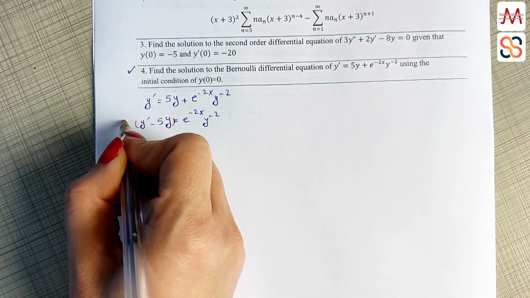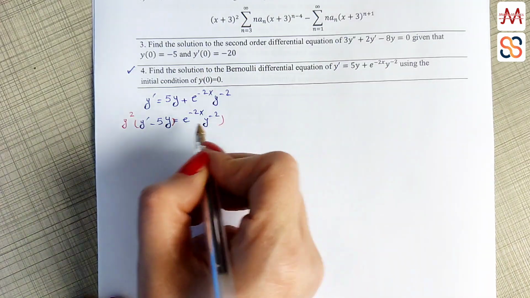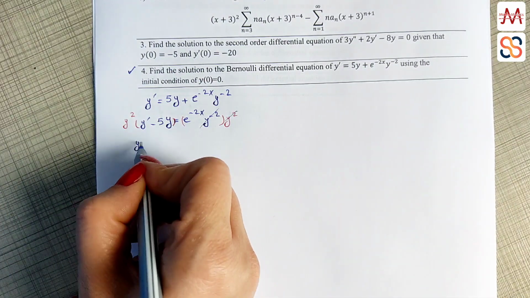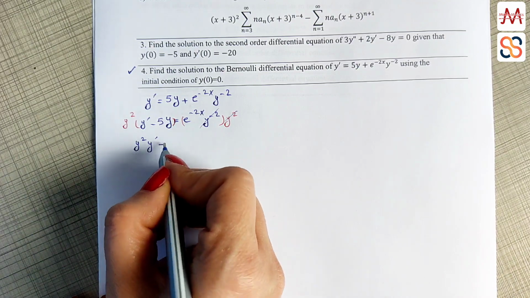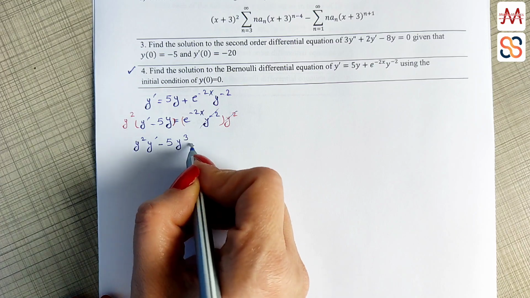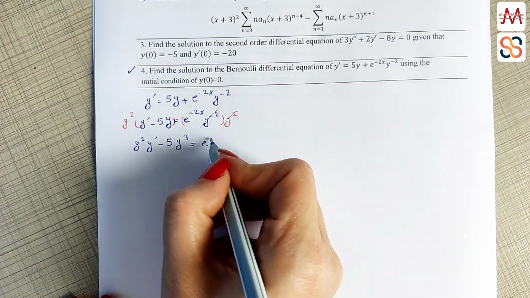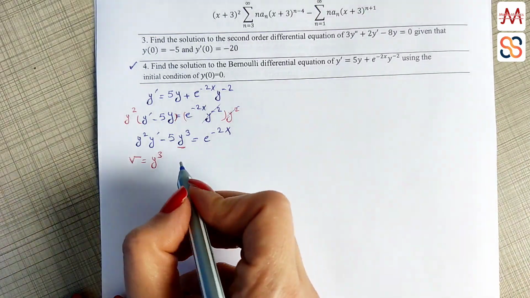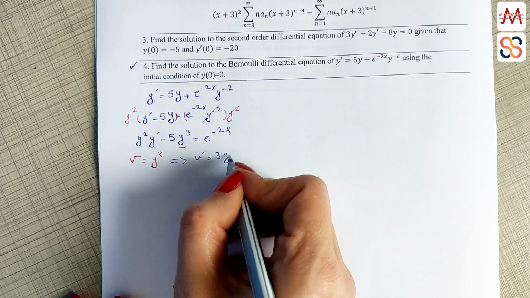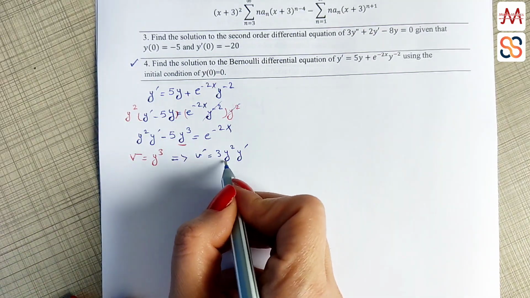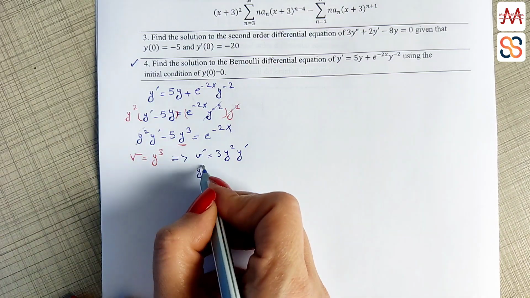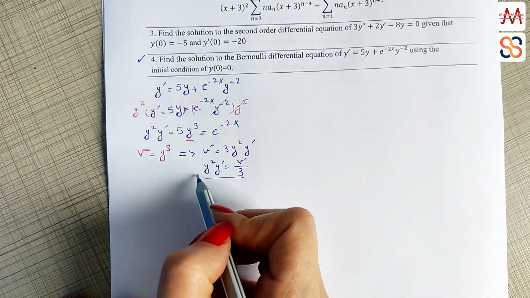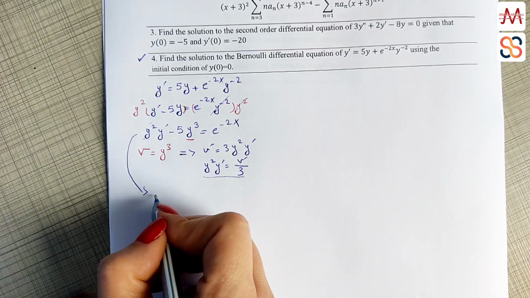To remove y to the power of minus 2 from the right side, we multiply both sides by y squared. So equation is going to be y squared y prime minus 5 times y cubed equals e to the minus 2x. Now write down the substitution and then take its derivative. Now in this step we should look at the last equation and compare it with new parameter, so we can do some more procedure to find the first step. Now y squared times y prime is equal to v prime over 3.